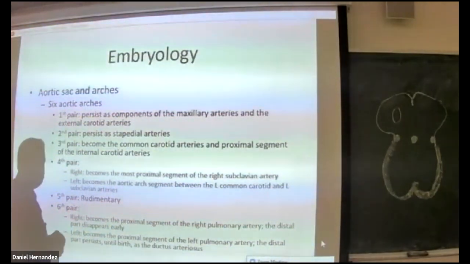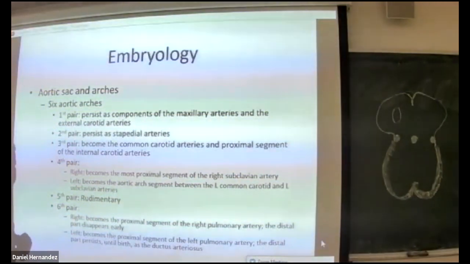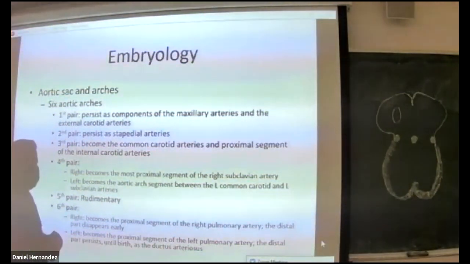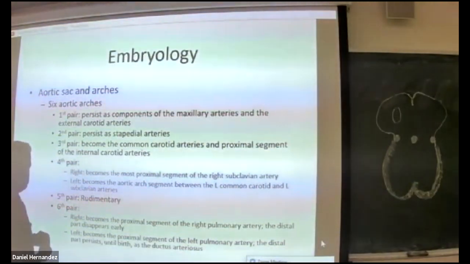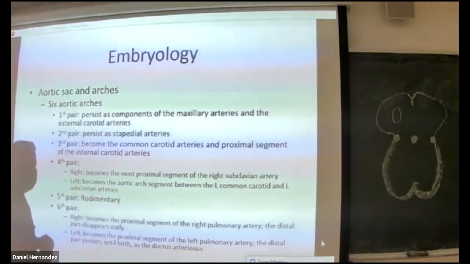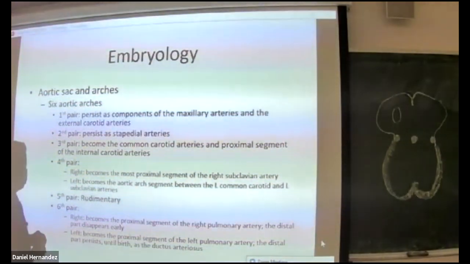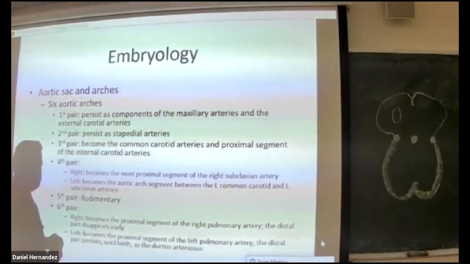The fifth pair are just rudimentary. And the 6th pair, right, becomes the proximal segment of the right pulmonary artery. The distal part disappears early. The left becomes the proximal segment of the left pulmonary artery, and the distal part persists until birth as the ductus arteriosus.